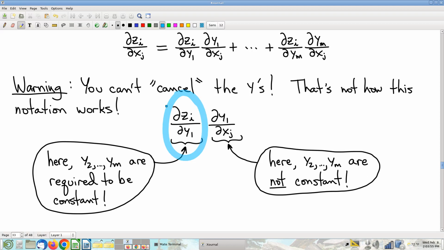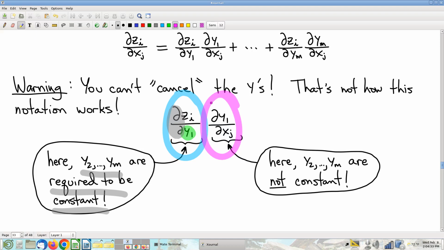What's the story here? What's going on in this picture? In this picture, we're taking a partial with respect to y1. Don't forget what partial means. Partial means I'm going to hold all the other variables constant. Right? So zi is a function of a bunch of different y variables, y1 through ym. I hold all of them constant except for y1. And in that scenario, I ask, okay, when I change y1, how much does zi change? Okay. Fine.